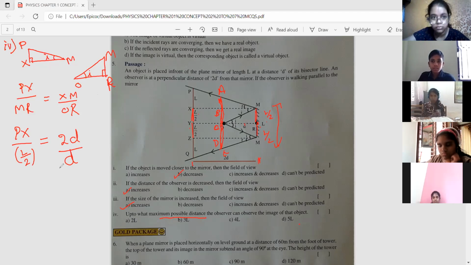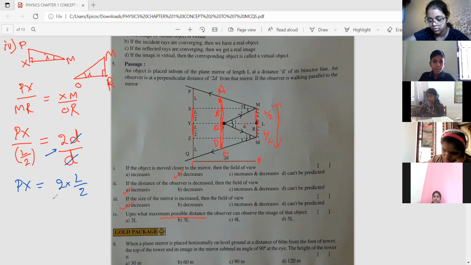Now see that the terms which are the same will cancel out. This D and D are the same, so they will cancel. So PX is equal to, I just send this L by 2 to the left-hand side, so 2 into L by 2 will come. Now cancel 2 and 2. What will come? PX is equal to L. Hope it is clear, children. So PX is equal to L.